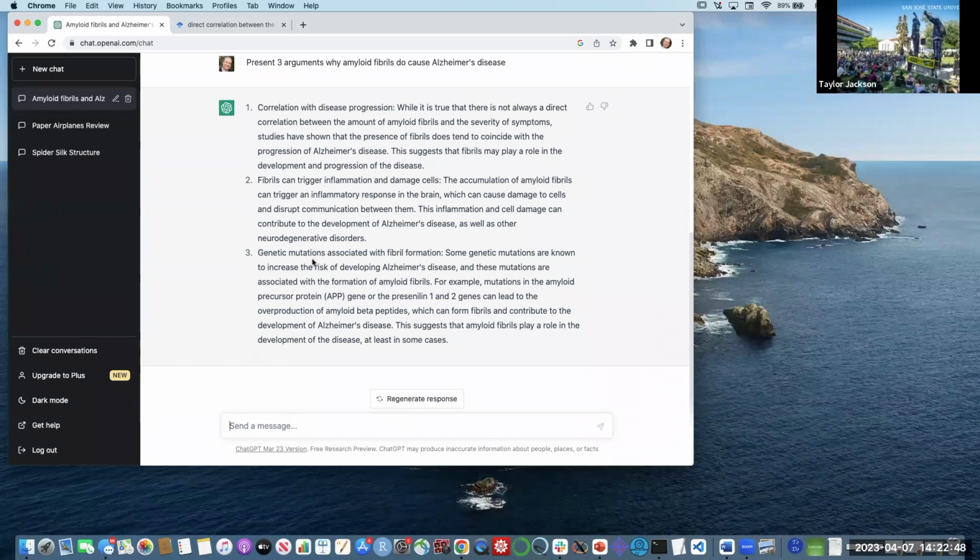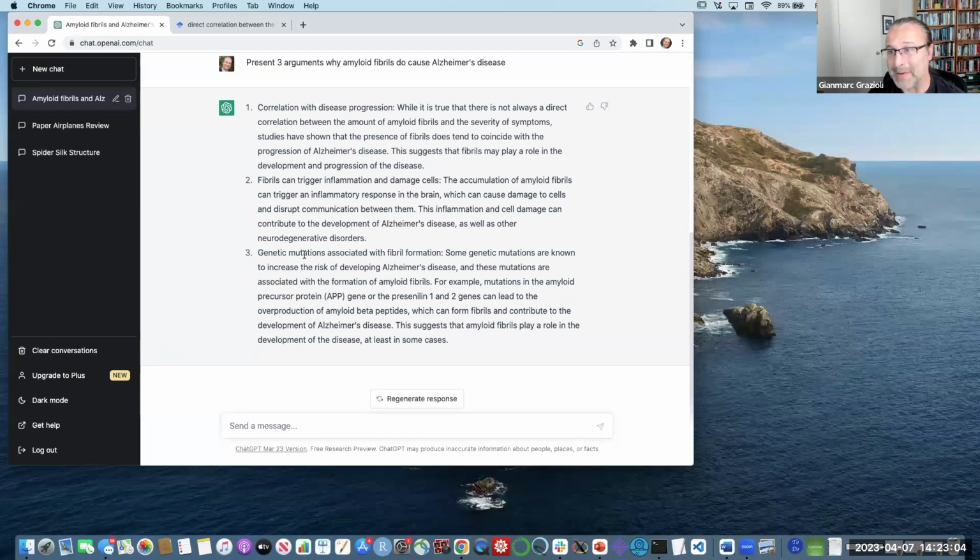Genetic mutations. Yeah, so these... wow. So basically, it can suggest a lot of great things for you to just look into and be like, all right, what's up with this? What's up with that? But always you have to fact check.